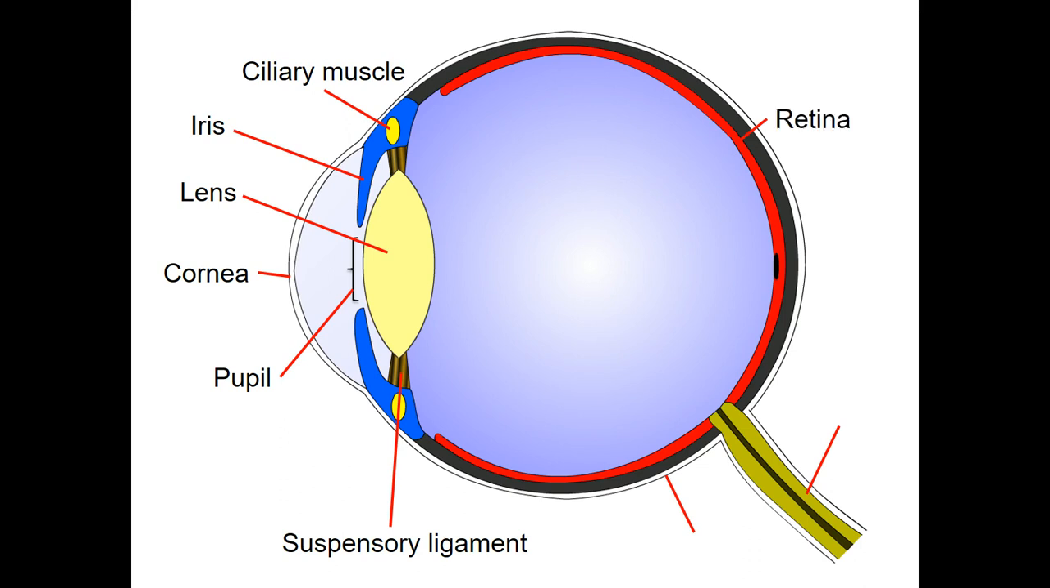The back of the eye is called the retina. The retina receives the light, and the retina contains receptor cells. These receptor cells generate an electrical impulse, which is carried from the eye to the brain by the optic nerve. Finally, the white part of the eyeball is the sclera.